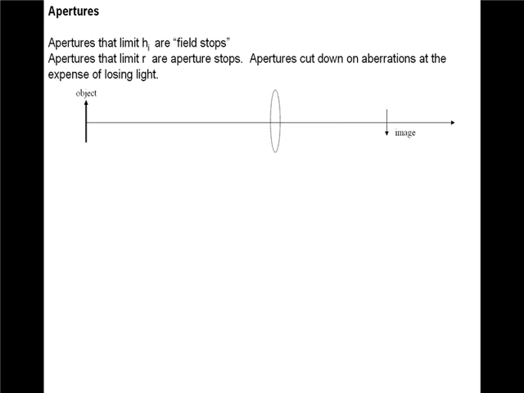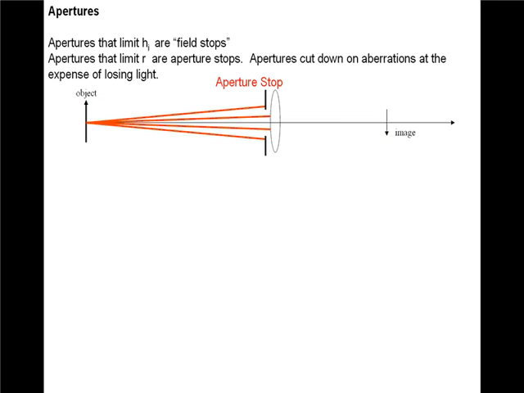So let's look at what we mean by a field stop first. If we have rays of light coming from an object that are imaged through a lens, a field stop, shown by the 2 black lines there, just limits the size of the image. Here the field stop is exactly set to the image size, which is not a bad thing to do in any kind of imaging system.